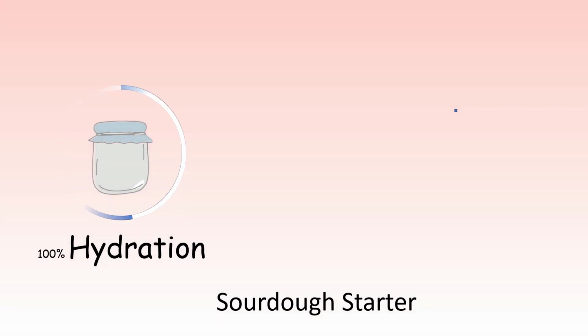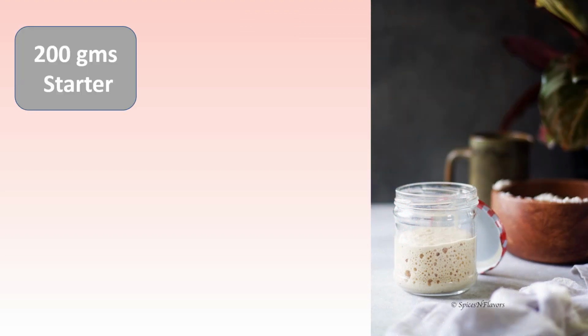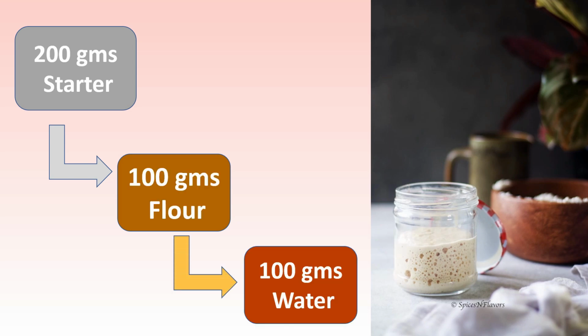A starter is usually considered to be at 100% hydration, which means it has an equal amount of flour and water. So let's suppose you need 200 grams of starter for a recipe. Then it means the starter is made of 100 grams of flour and 100 grams of water. For example, if you need 150 grams of starter, then you would go 75 plus 75. If you need 300 grams, then you would go 150 plus 150. You get the gist, right?